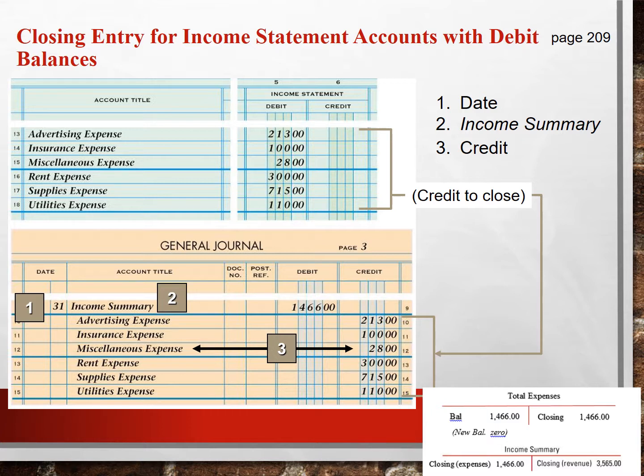Then we will add up all of our expenses, and our balance for the income summary account will be the total, which will be $1,466.